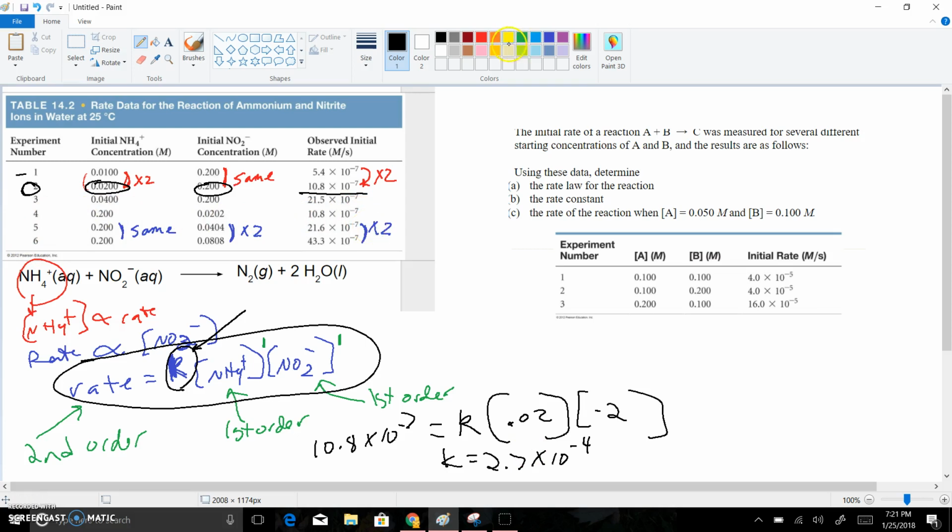Now I want to take a second to think about the units. The units on this number is molarity. The units on this number is molarity. The units on this number is molarity per second. If you didn't know that, you can always check back at the table here.